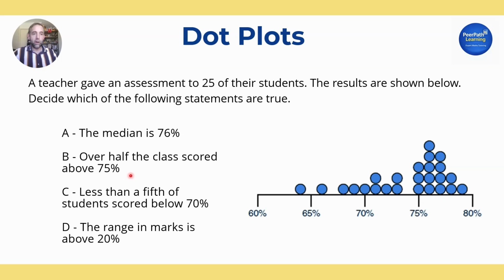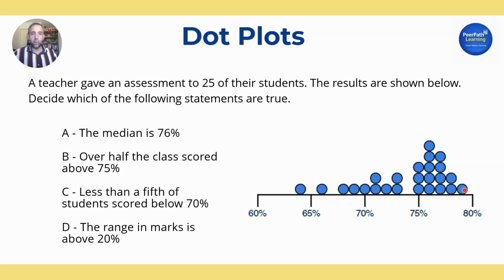The next one says over half the class scored above 75%. So just be careful, it's got to be above 75%. So we're not going to include these 3. So we've got these people here, they scored above 75%. So 1, 2, 3, 4, 5. So did these, 6, 7, 8, 9, 10, 11, 12. So that's 12, but we have 25 students. So 12 over 25 is not going to be over a half.